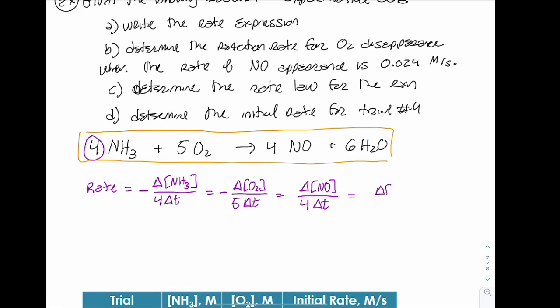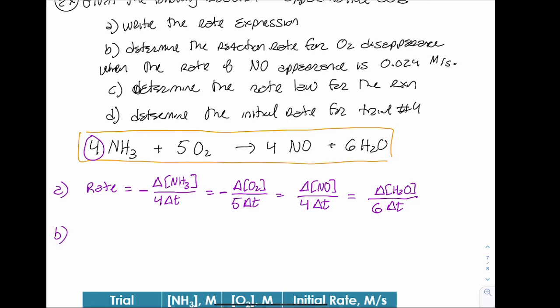Change in concentration of water over change in time. I have a coefficient of 6, so 6 is going to go in my denominator. Again, it's a product, so it appears as time goes on, so it would be a positive value. If you wanted to write these instead of, like, for the first one putting the 4 on the bottom, you could do 1/4. If you prefer writing it that way, by all means, it's the same thing. So that's part A, that's my rate expression.